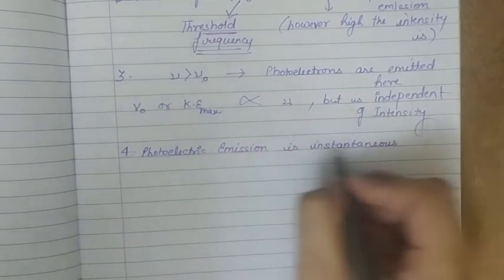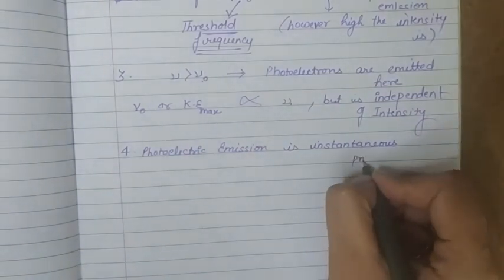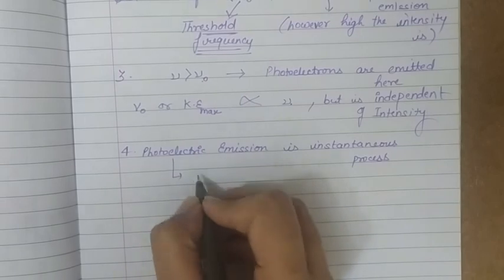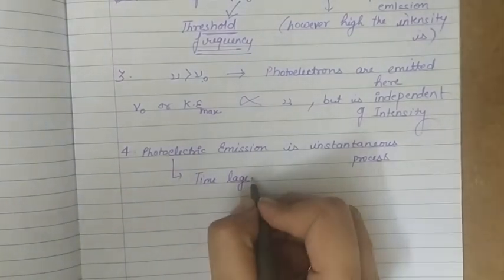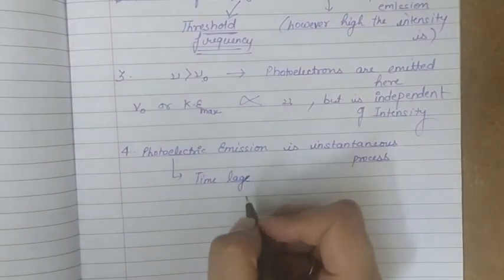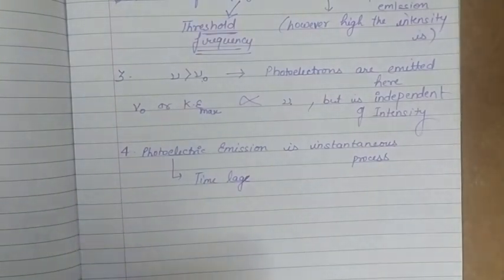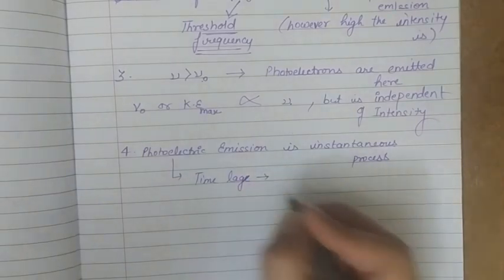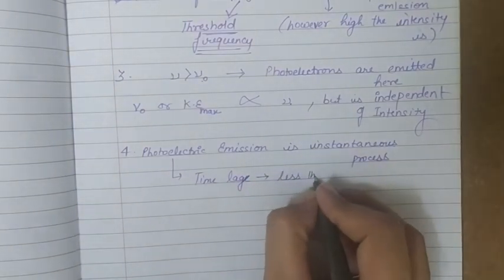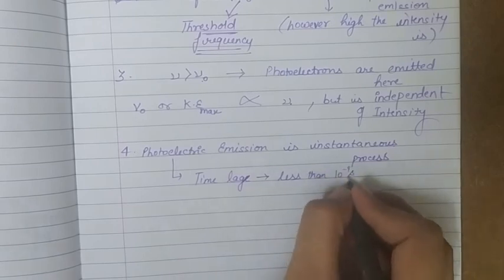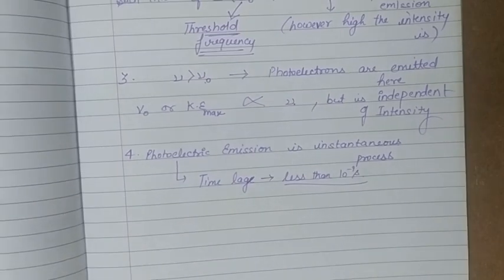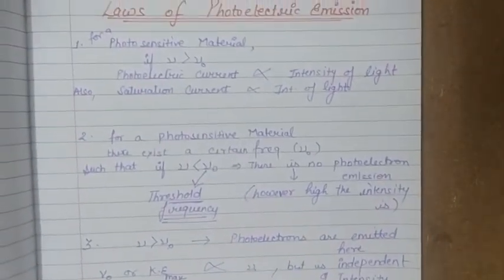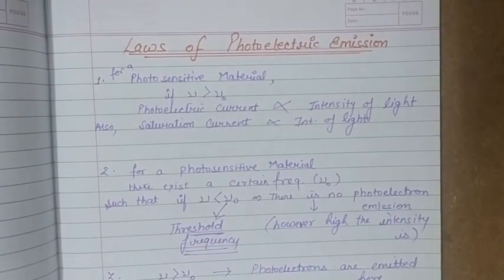So photoelectric emission is an instantaneous process because the time lag between incidence of light and emission of photoelectron is even less than 10 to the power minus 9 seconds. So it seems to happen instantaneously to us. That's why we call it an instantaneous process. These four are the laws of photoelectric emission that we derive from the experimental study of the photoelectric effect.